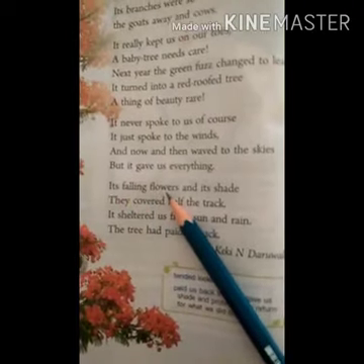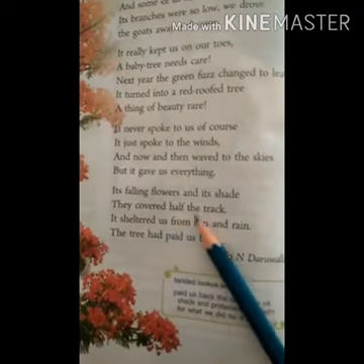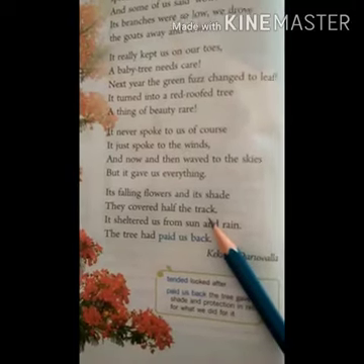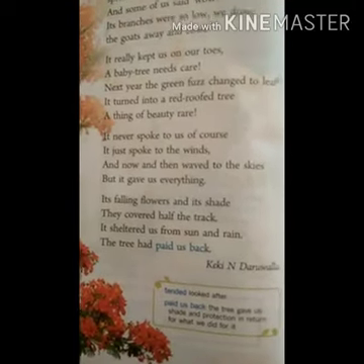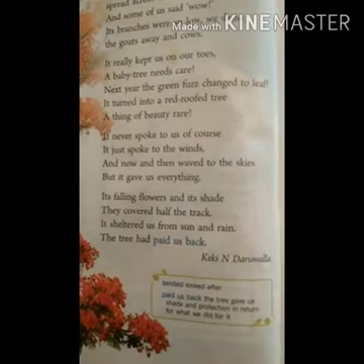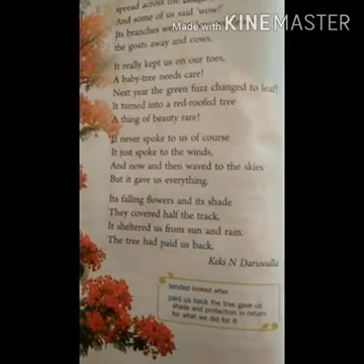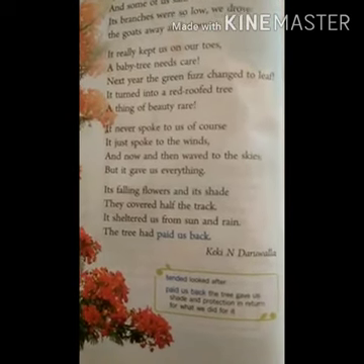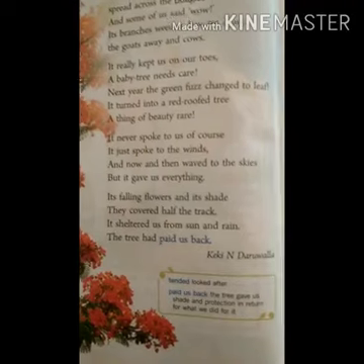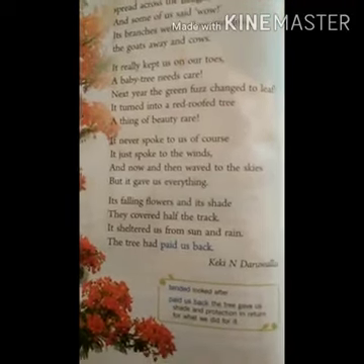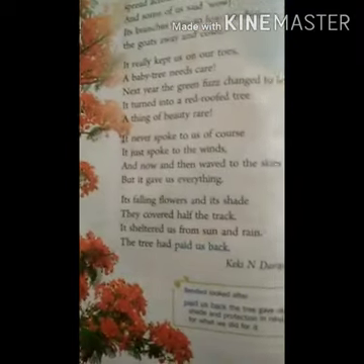Its falling flowers and its shade, they covered half the track. What is the boy saying now? Its falling flowers. The flowers will shed and they will fall on the ground. And its shade. Shade means chhaya. It's falling flowers and its shade, they covered half the track. It means the whole half of the road is covered with these beautiful red flowers.